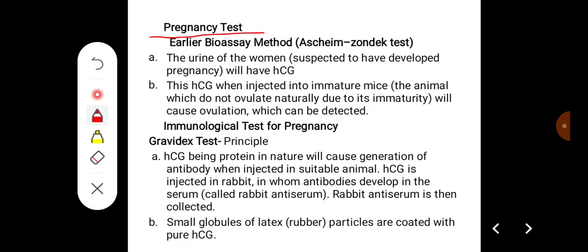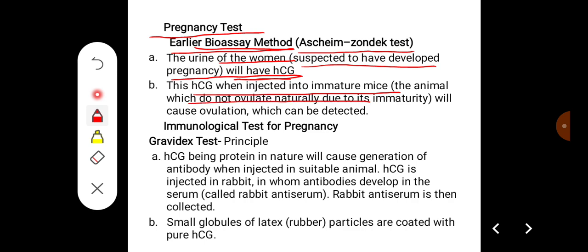Some of the pregnancy tests which are done are based on the earlier bioassay methods, which is called the Aschheim-Zondek test, where the urine of the woman suspected to have developed pregnancy will have HCG. So this HCG, when injected into immature mice, the animals which do not ovulate naturally due to their immaturity, will cause ovulation, which can be detected.